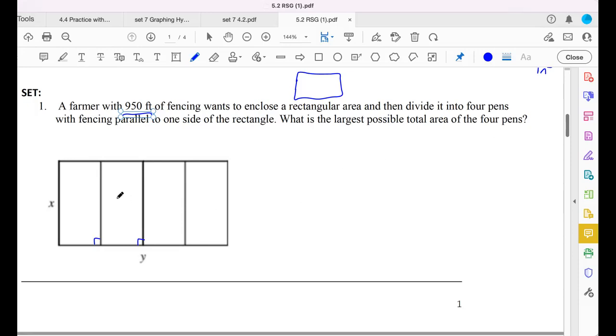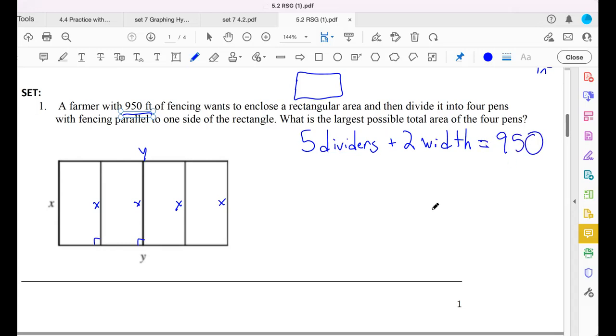Well, let's really think about this, because you have these dividers. How many dividers do you have? You have 5. So you have 5 dividers, and then you have 2 versions of this width. So 5 dividers plus 2 widths should be equal to 950 if we're trying to get the largest possible total area of the 4 pens.